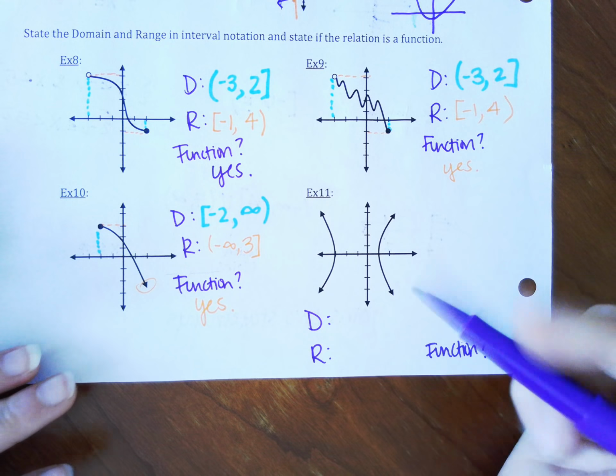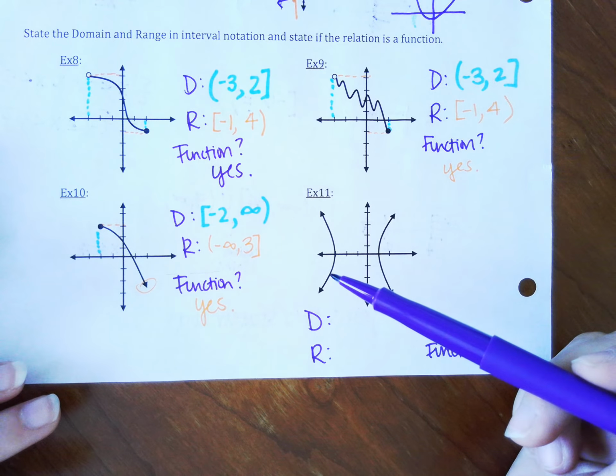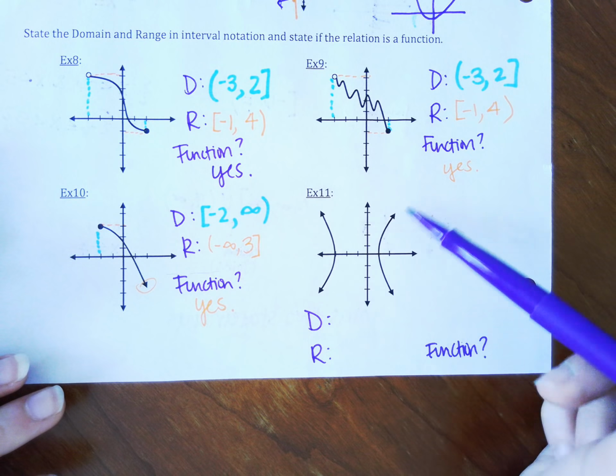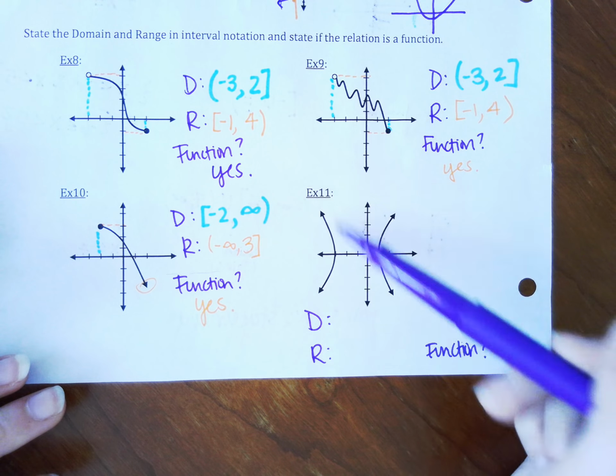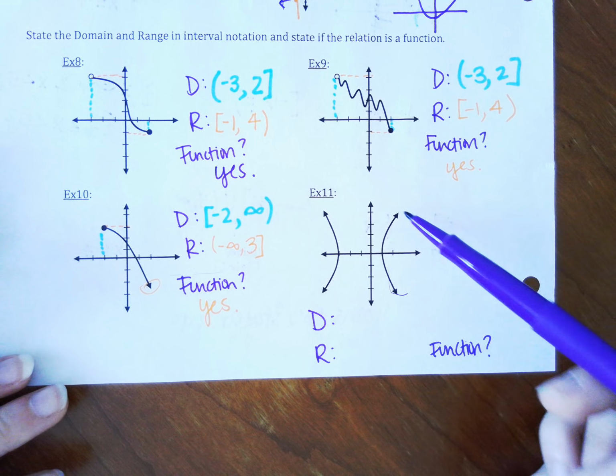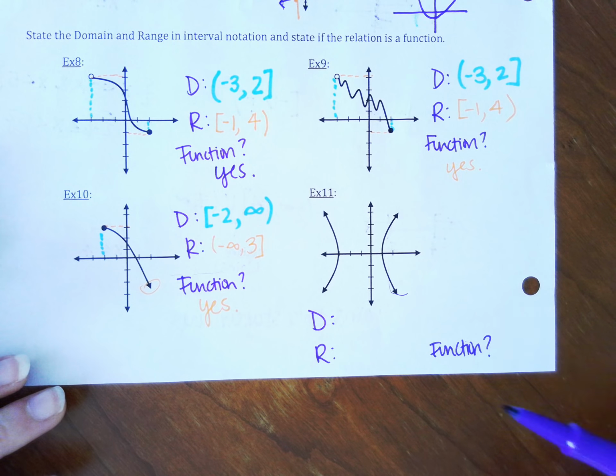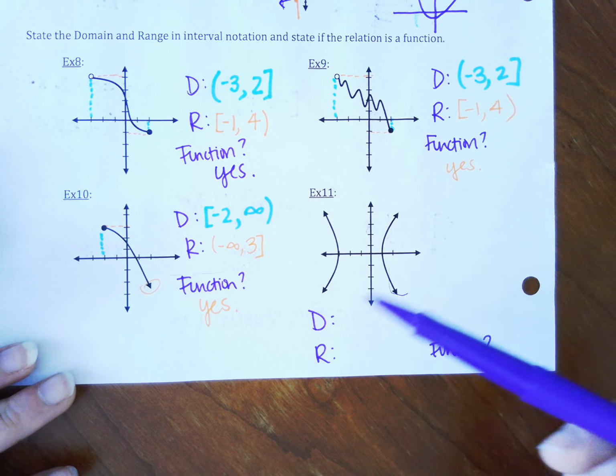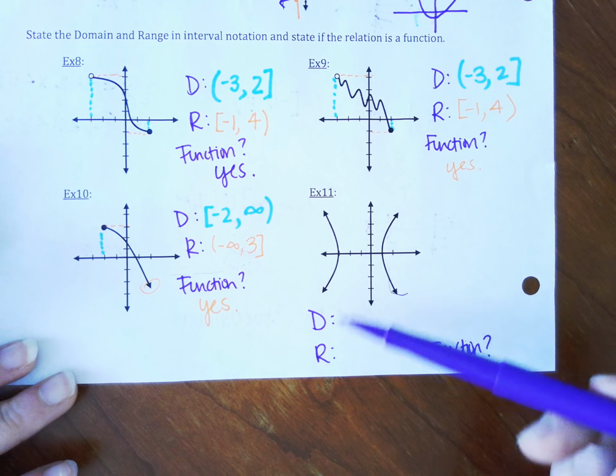Domain is, again, a little bit tricky when we're looking at this one because we have these two disjointed sections. Whenever we have two disjointed sections like this, that means we're probably going to have to use more than one interval to express this. So in fact, when we do our domain, we're going to use two intervals.